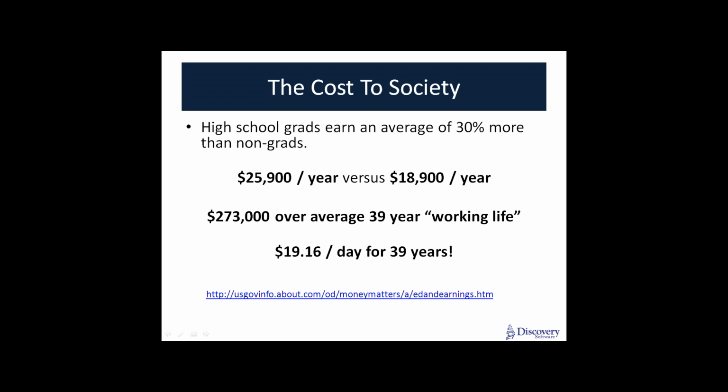And over a 39-year working life, which is the average working life of an American worker, that comes to $273,000, which is $19.16 a day for 39 years. In other words, there may not be such a thing as a free lunch, but having an education is awfully close. You can actually live on food for $19.16 a day if you're careful. That's the cost to society.